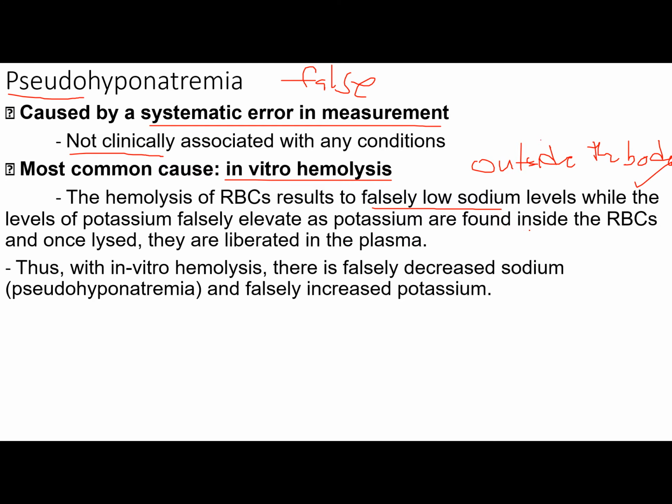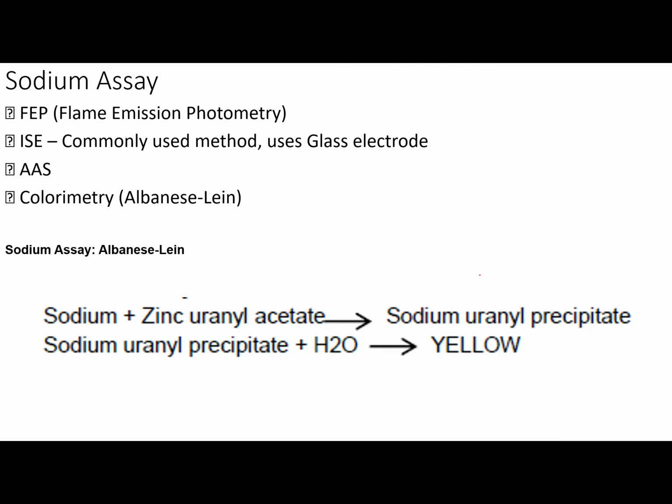The reason is because your potassium is found inside the RBC. So, kapag nag-lyse yung RBC, your potassium would be liberated. Pupunta siya sa plasma, causing falsely elevated potassium. Thus, with in vitro hemolysis, there is falsely decreased sodium and falsely increased potassium. So, pakitandaan nito, class, in vitro hemolysis, the effects are falsely decreased sodium, falsely increased potassium.